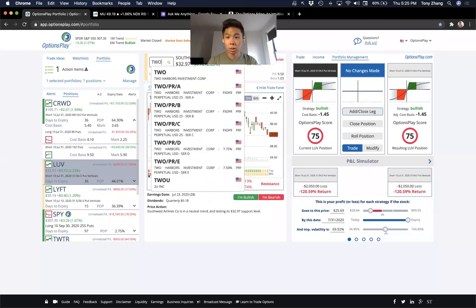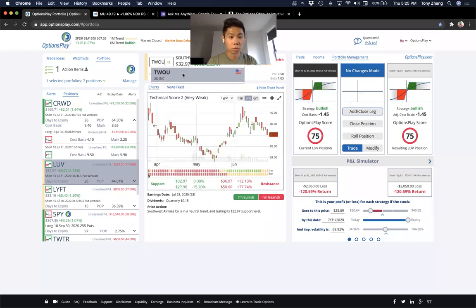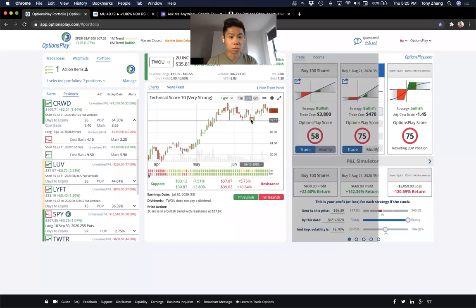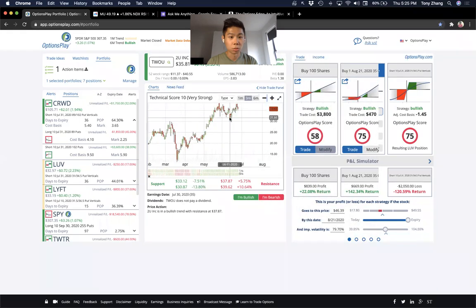TWOU, that's 2U. I've looked at this stock before, but I don't know much about it. You have this nice consolidation range here. I would like to see a breakout of that range before I look for a long or short opportunity. Call options here are very expensive, so be very careful.